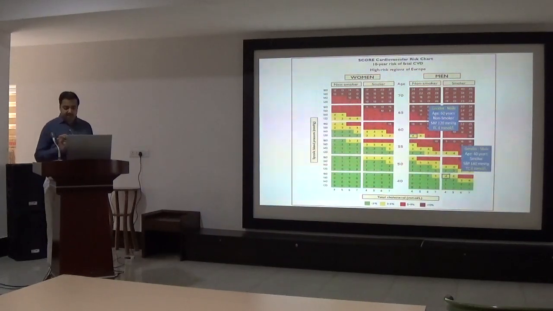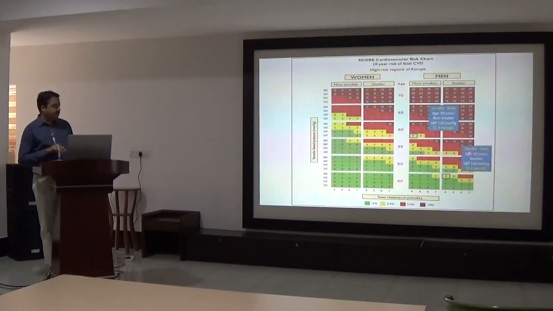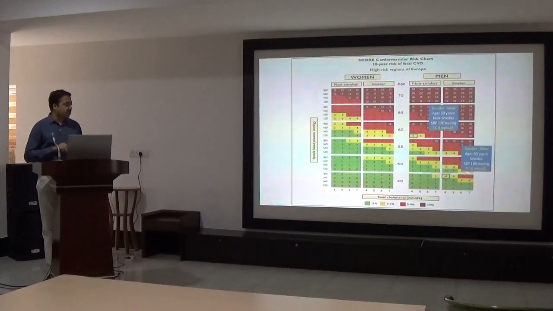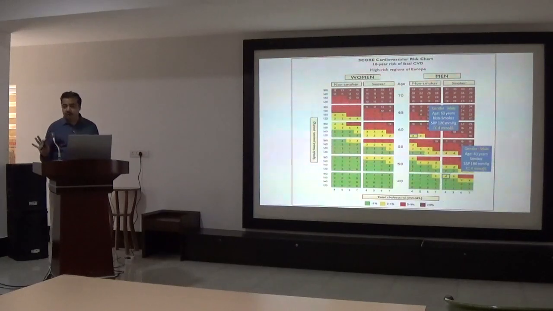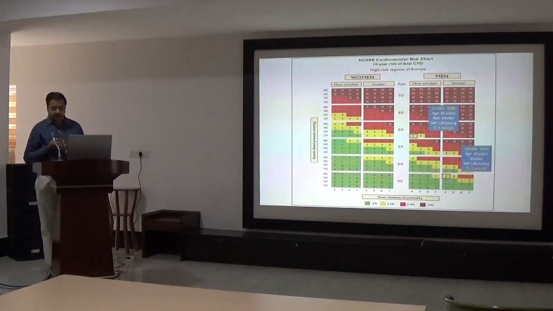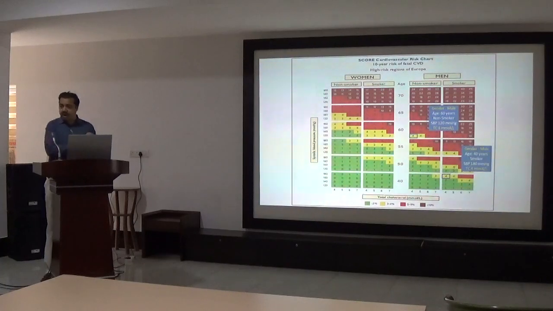If we compare this with this person, gender is the same, total cholesterol remains the same. What has changed? Age group. Younger age group, but he is a smoker and his blood pressure is 180. Risk remains the same. So although he is younger with the same amount of cholesterol, because of smoking and blood pressure, his risk is equal to that of the person aged 60 years. So all parameters are important, not only total cholesterol. We have to see the patient in general: smoking, age, gender, everything. Even this chart does not include diabetes, but diabetes per se makes any person high risk.